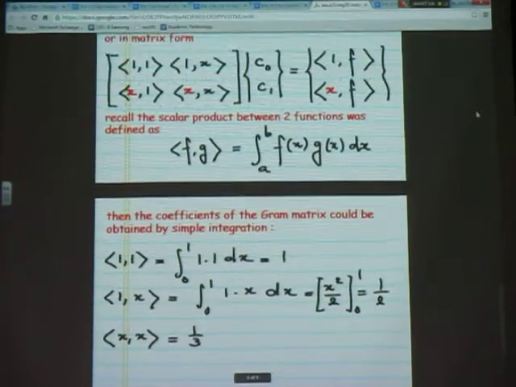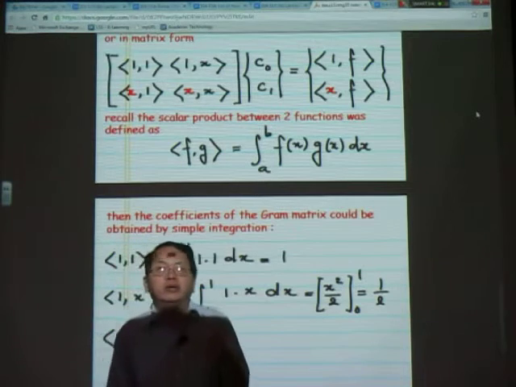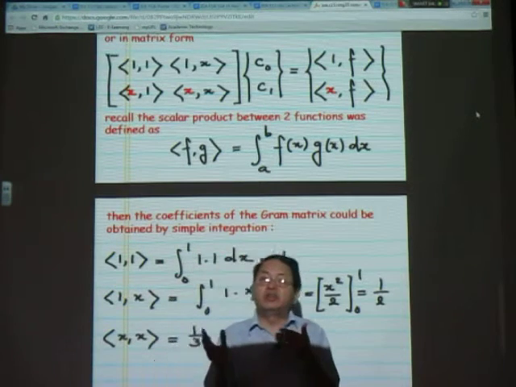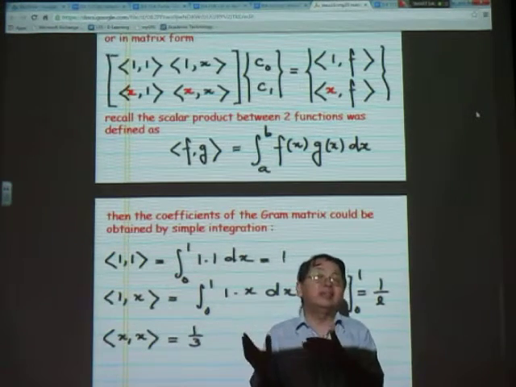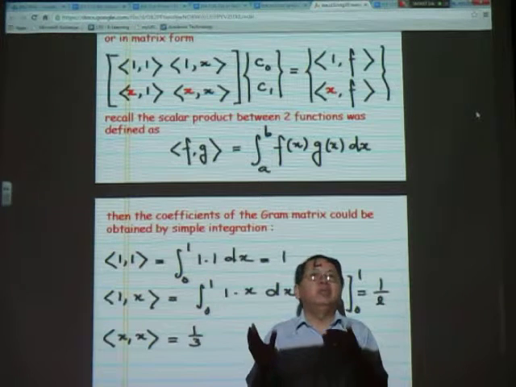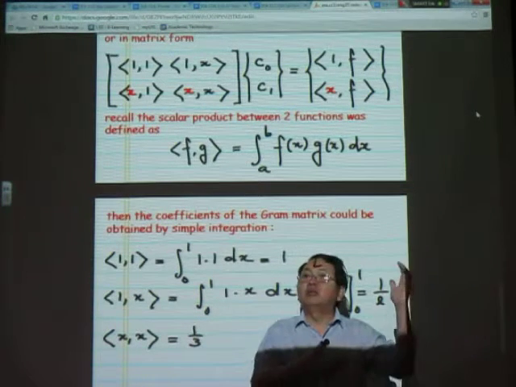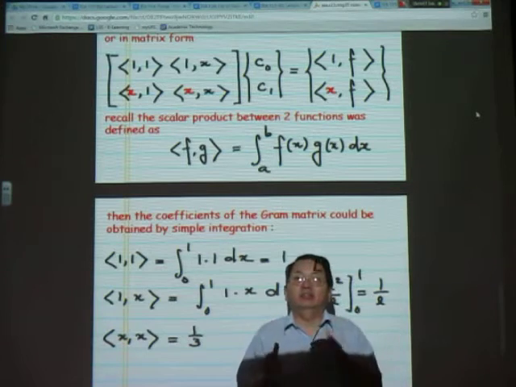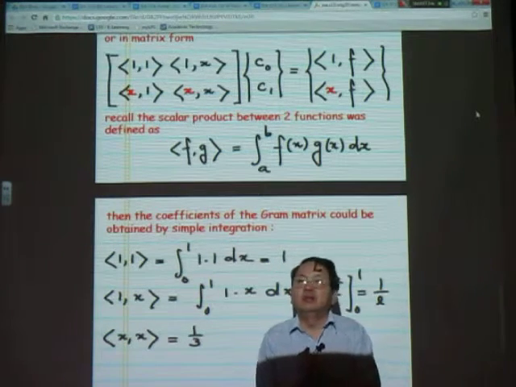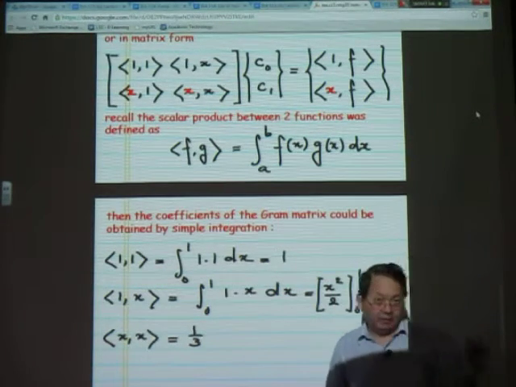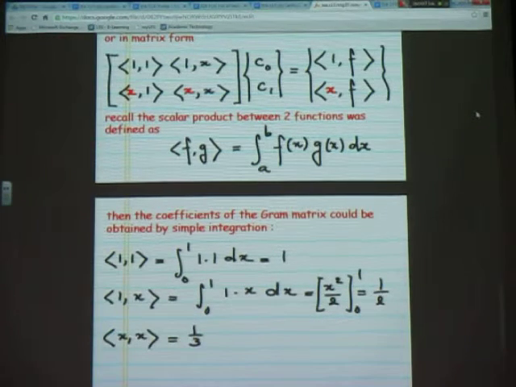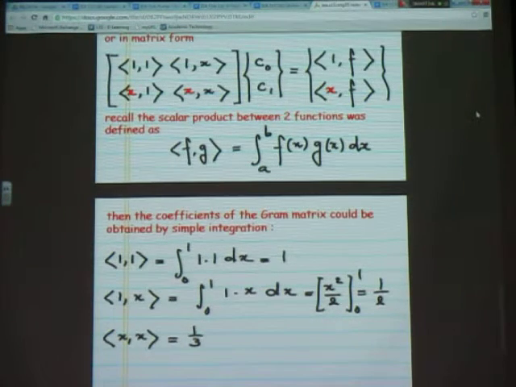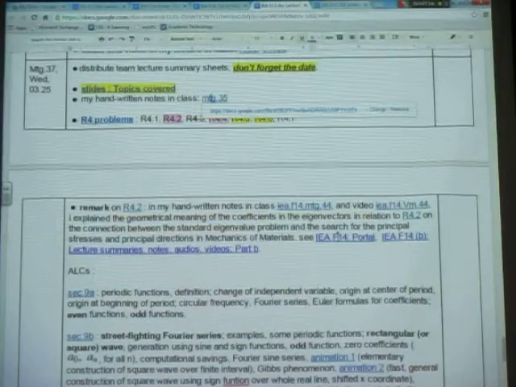Now the gram matrix also plays an important role when we get into Fourier series. Because as I mentioned before, Fourier series or Fourier basis functions are the equivalent of the Cartesian coordinate basis vectors. They are orthogonal to each other, so therefore the gram matrix would be diagonal. Keep that in mind. This is very important.